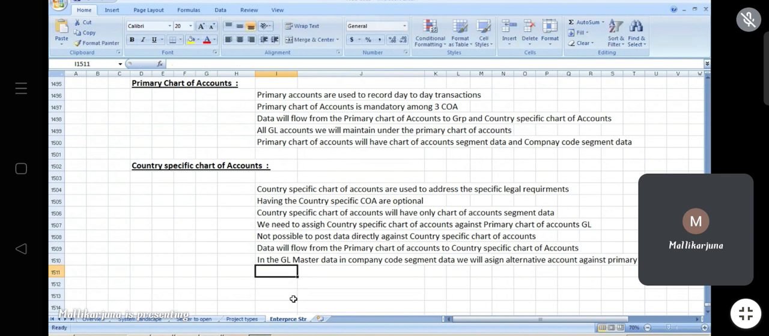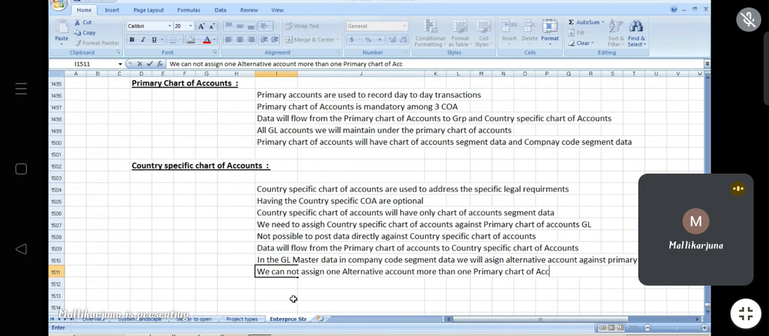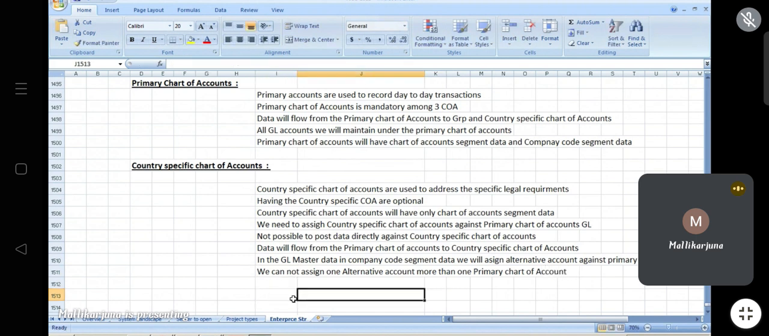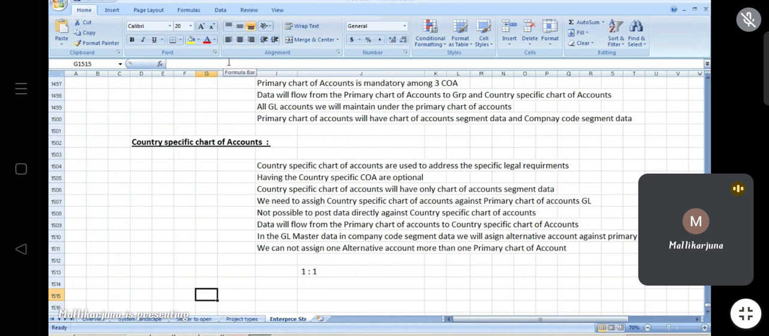Okay. So we cannot assign one alternative account to more than one primary chart of accounts. That means 1:1. This is the alternative account. Whatever primary GL accounts you have, the same list of country specific chart of accounts you have to define and assign. So it is a 1:1 ratio when you talk about country specific chart of accounts.